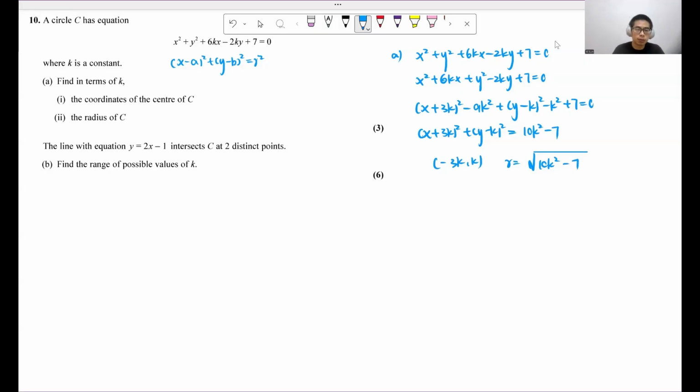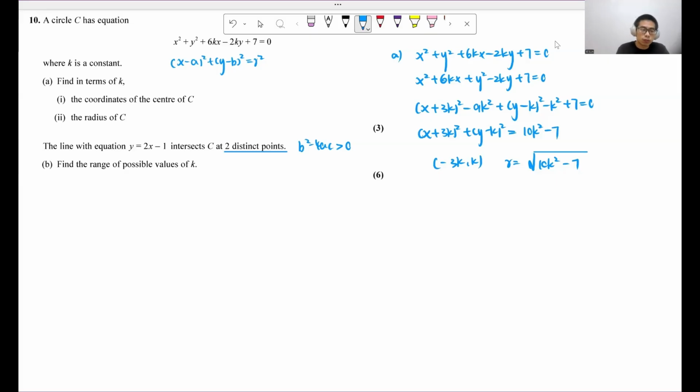And then the line with equation y equal to 2x minus 1 intersects C at two distinct points. Part B: find the range of possible values of k. For this one, you basically solve the simultaneous equation, but you can't fully solve it because we don't know the value of k. Since they gave us the information that they intersect at two distinct points, we need to use the discriminant, b squared minus 4ac more than 0, to find the range of possible values for k.